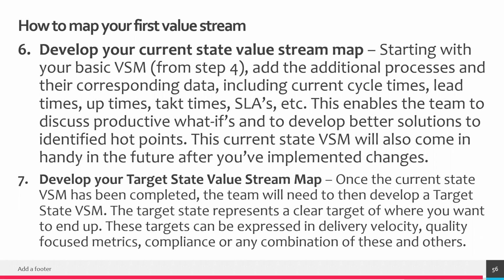And number seven, develop your target value stream map, which is the future value stream map. Once the current map has been completed by the team, you will need to come and talk about targets. The target state represents a clear target of where you want to end up. So basically, where you're going to end up with the project, the goal, the final, your vision for that status. These targets can be expressed in delivery velocity, quality focus metrics, compliance, or any combination of these, any others.